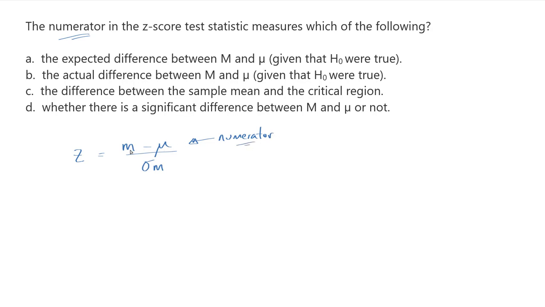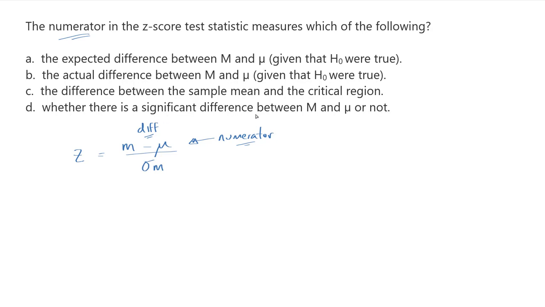So let's have a look at what the numerator is doing. The numerator is, in fact, measuring a difference. Subtraction means you're finding the difference between two quantities. So I can rule out D here. D says whether there is a significant difference between the sample mean and the population mean or not.